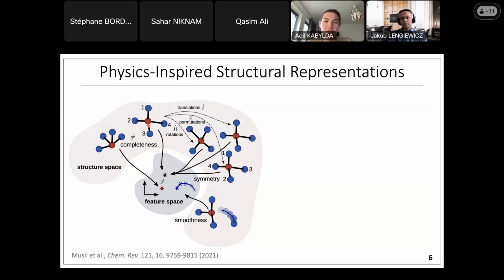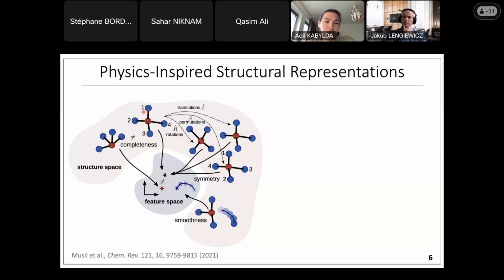The same thing happens if we perform some permutations. Essentially, these atoms are the same, and if we change the indices, also nothing should change. So this also should lead to one point in feature space. And the same applies to rotations. If you rotate the molecule, again, the same thing applies.